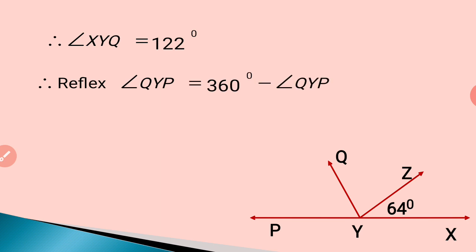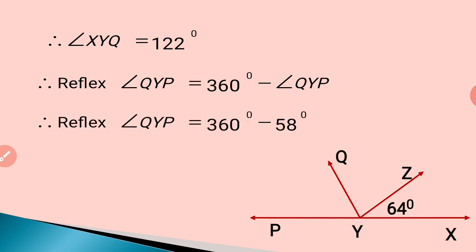122 degrees. Our next aim is to find out the reflex angle QYP, and we always find the reflex angle as 360 minus the given angle. So here it is 360 minus 58 and the final answer is 302 degrees. This is how we come to the end of this exercise.